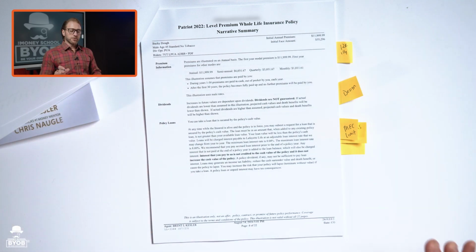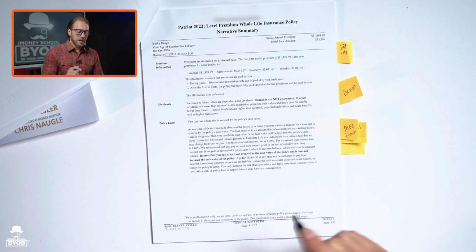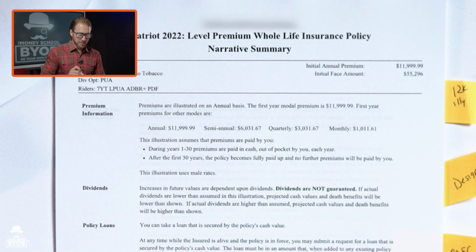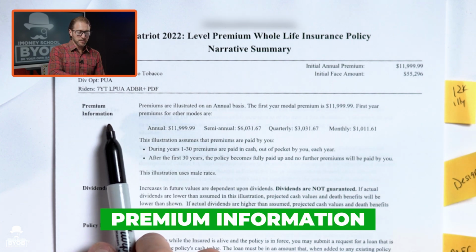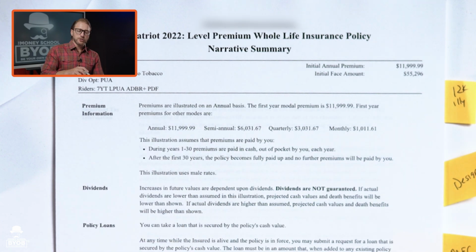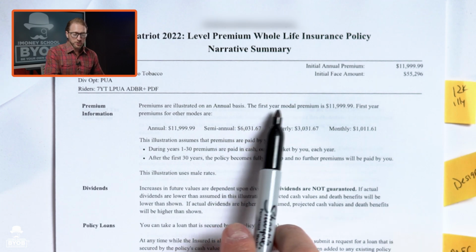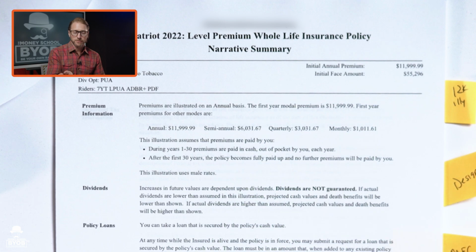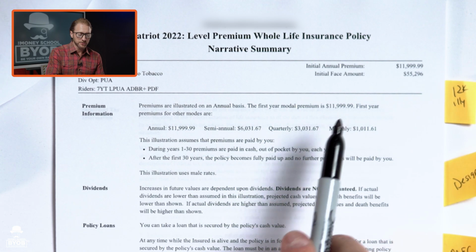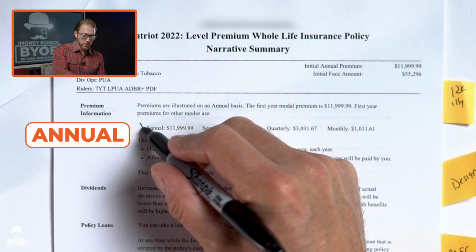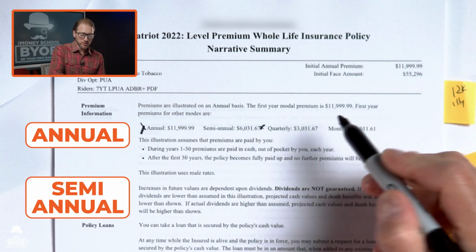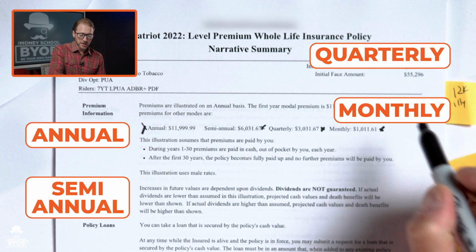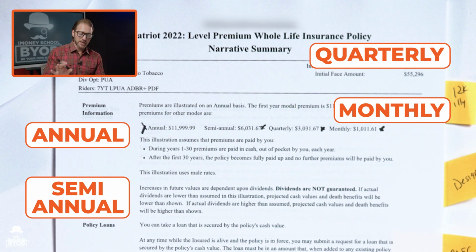Now I'm going to go fast through these. I don't want to bore you. I just want to kind of hit the baseline. So the first line here on page 4 of 22 is premium information. These premiums are illustrated in this one on an annual basis. It's going to show you the first year modal premium is just a penny shy of $12,000. And it breaks it down if you did annual, semi-annual, quarterly, or monthly, because you can change that at any single time you want.